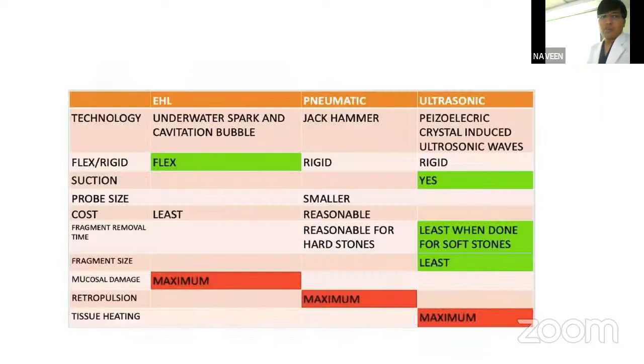Now come to a comparison of all the types of lithotripter. Electro hydraulic types are very flexible, but they have very high mucosal damage or ureteric perforation, while pneumatic types are rigid and have very high retropulsion, and ultrasonic types have a drawback because they can cause tissue heating.